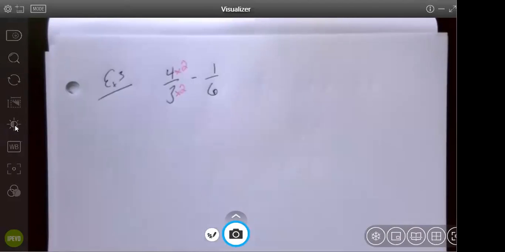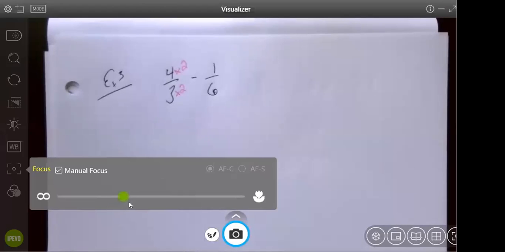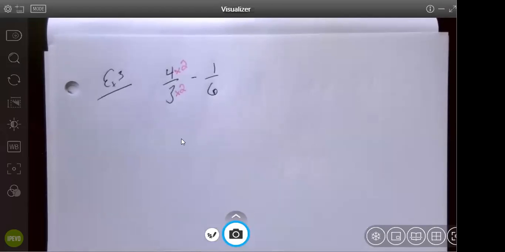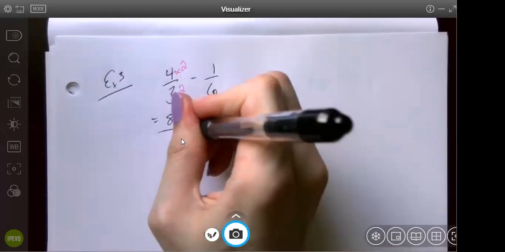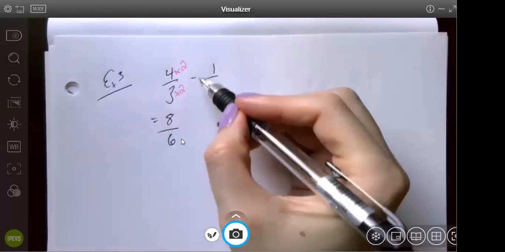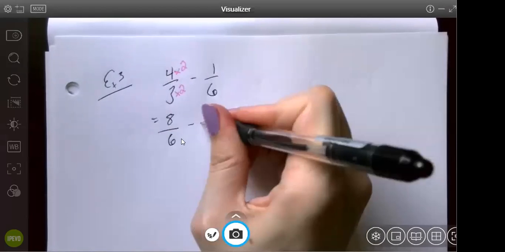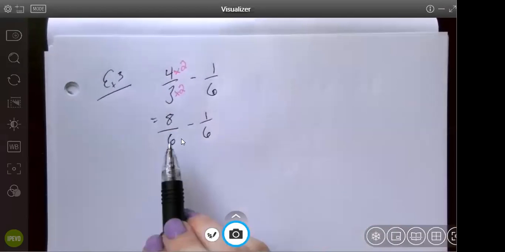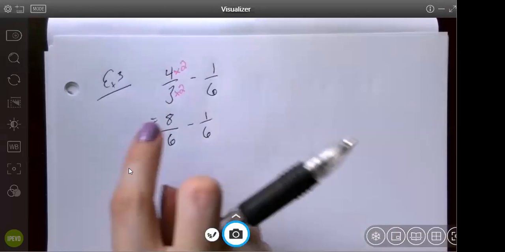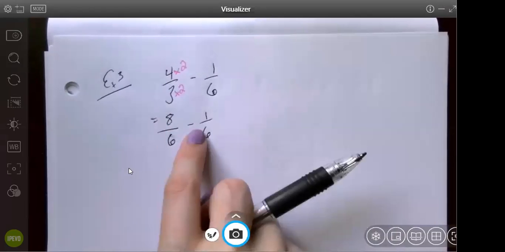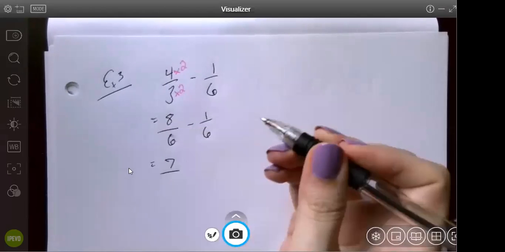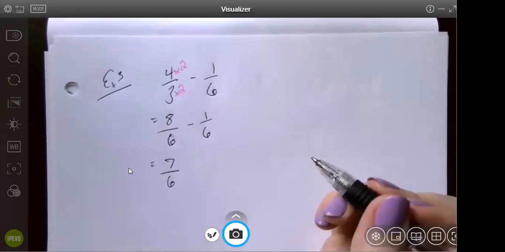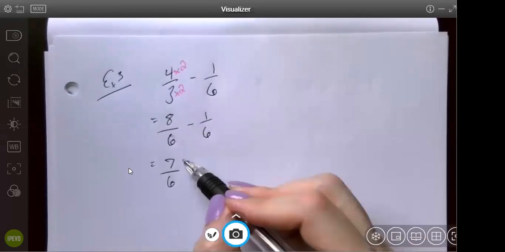That is then going to leave me, sorry, let me just change my focus a little bit here. There we go. 4 times 2 is 8, 3 times 2 is 6, and then I don't have to change my other fraction. From here, all I do is subtract across the top. So 8 minus 1 is 7, and then keep the denominator. So our final answer is 7/6.